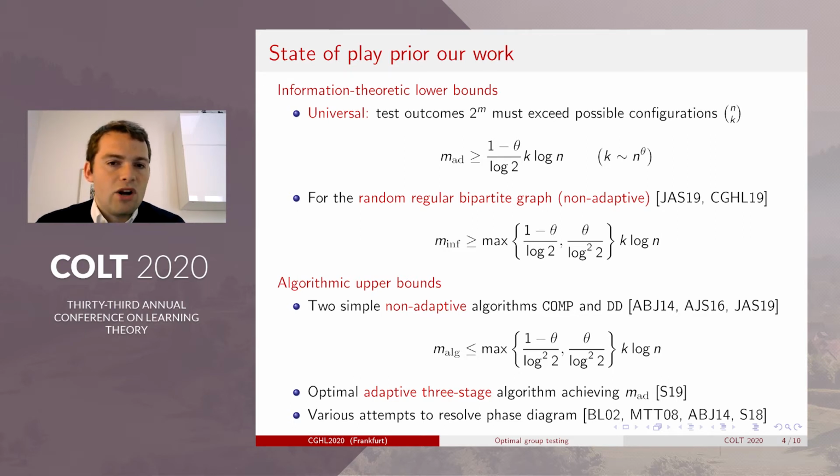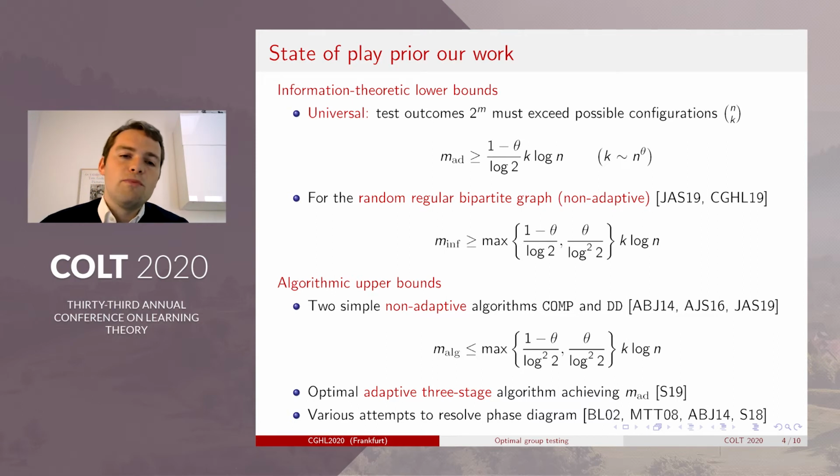For the random regular bipartite graph, which is a special case of a non-adaptive test design, Johnson, Aldrich, and Scarlett in 2019 and ourselves proved an information theoretic threshold that coincides with the universal information theoretic lower bound for some values of theta, but diverges for larger values of theta.